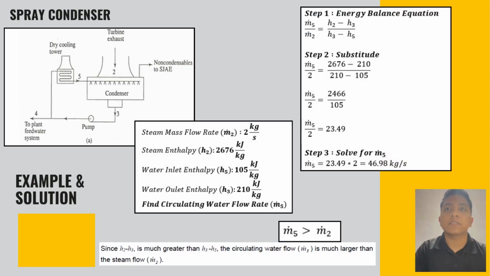So we look at the first one, spray condenser. This is our example. For the data, we need to find the circulating water flow rate, m5. So this is the step by step solution for spray condenser. We look at step 1, refer to the energy balance equation. Step 2, we need to substitute the amounts from the data, and then for step 3 we can solve for m5. So the answer is 46.98 kilojoule per second. That's the water flow rate m5.